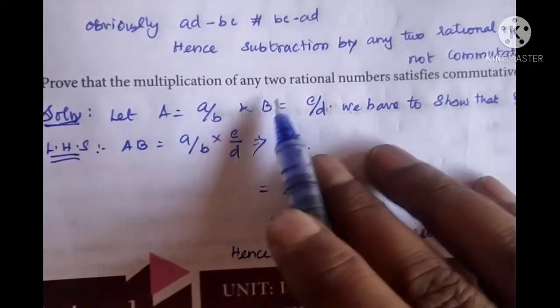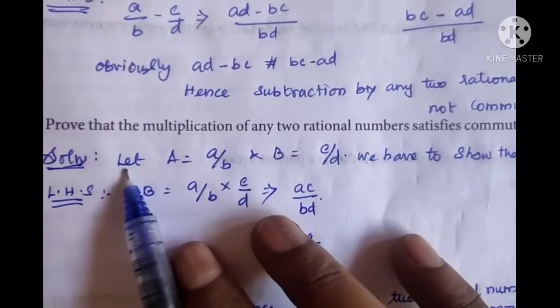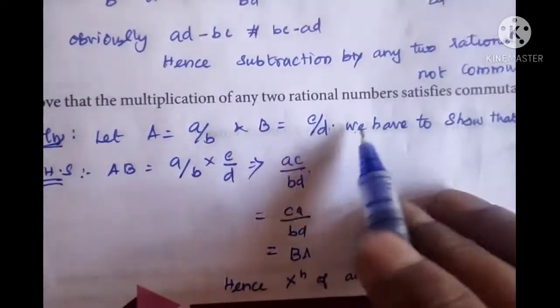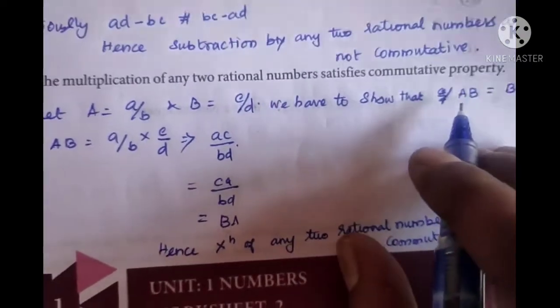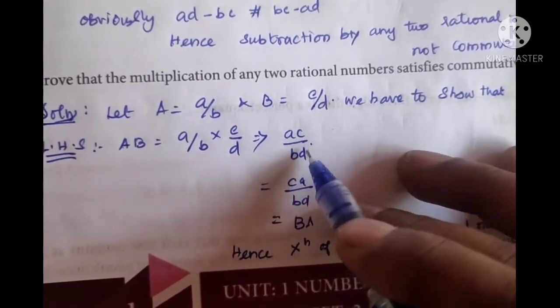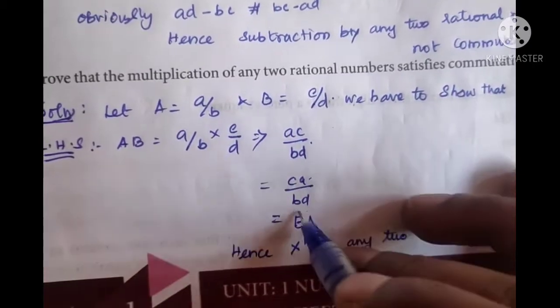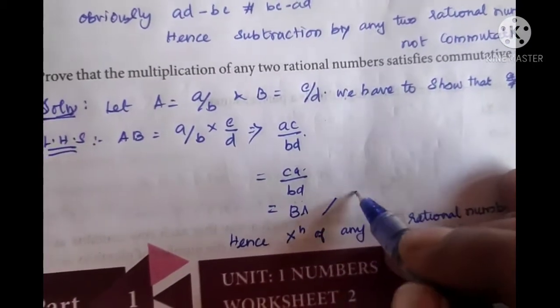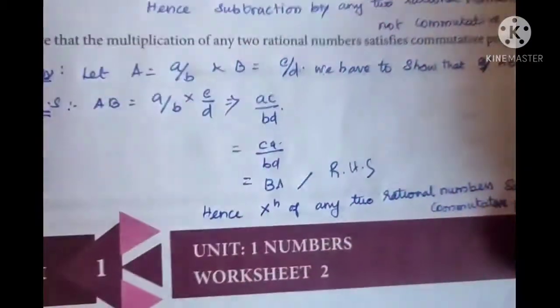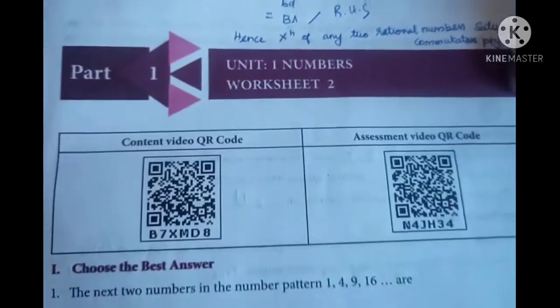Prove that the multiplication of any two rational numbers satisfies commutative property. Solution. Let A equal to A by B and B equal to C by D. We have to show that AB equal to BA. LHS part, A by B into C by D equal to AC by BD. Now we write AC is equal to CA, BD is equal to DB, which is equal to RHS. LHS equal to RHS. Hence, multiplication of any two rational numbers satisfies commutative property.